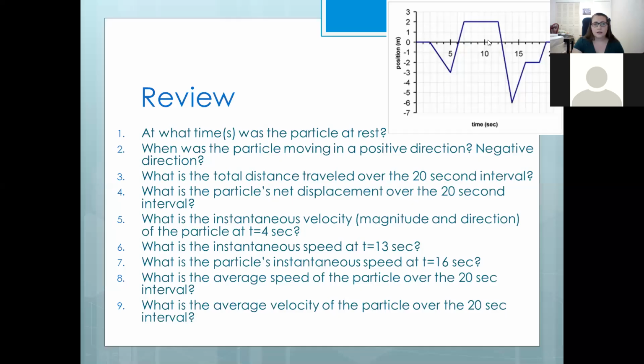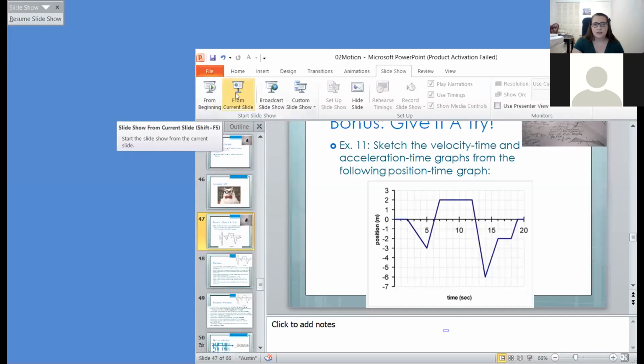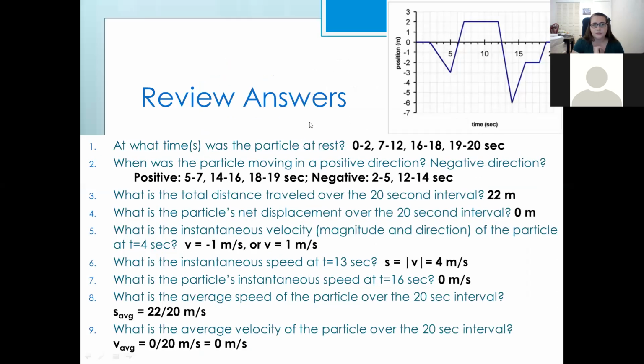Number 3, what is the total distance traveled over that 20-second interval? Sorry, can you guys see my answers? I might not have shared that slide. Okay, hopefully you can see them now.